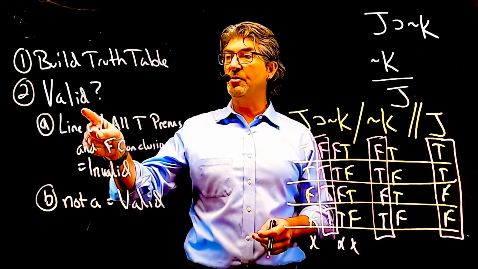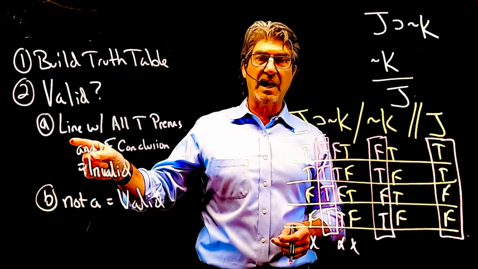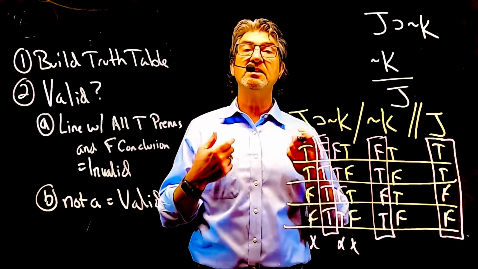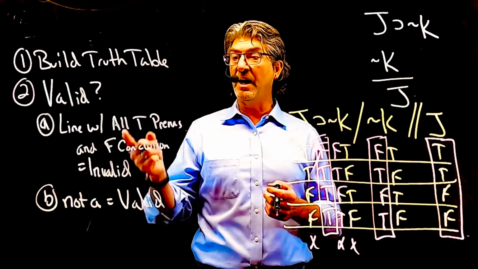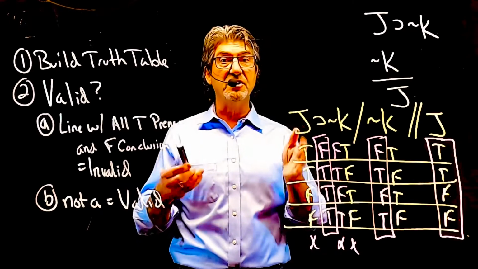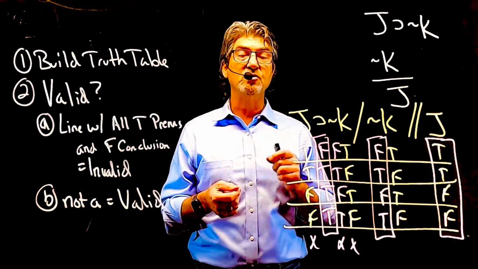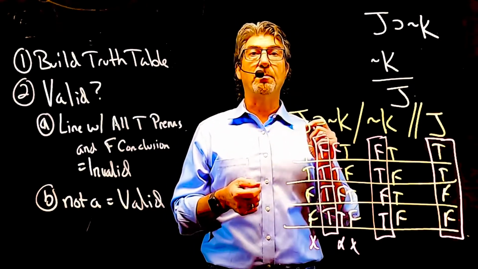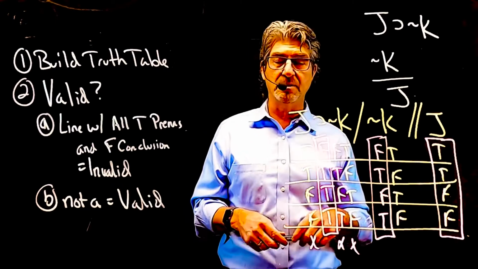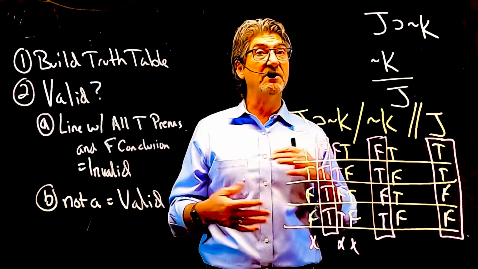Now, the next thing you want to do is ask, is this a valid or an invalid argument? To do so, we look to see if there is a line that has all true premises and a false conclusion. If it does, then it is invalid. If there is no line where you have all true premises and a false conclusion, then it is valid. Now think about this. This goes back to your definition of validity. It's really handy to know this definition. A valid argument is one where it is impossible that the premises are true and the conclusion false at the same time. Or going back to the definition as it is in the book, it is impossible for the conclusion to be false given that the premises are true.